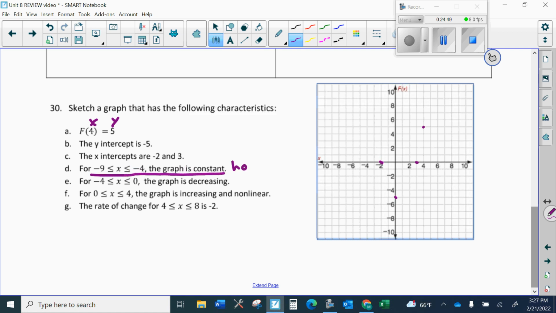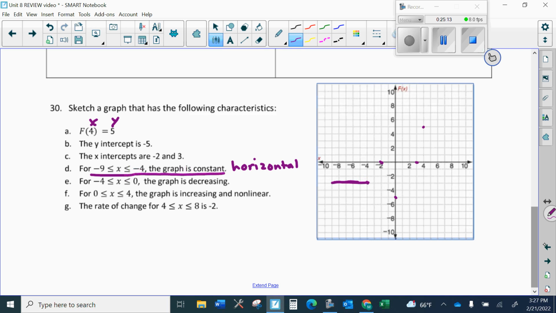From negative 9 to negative 4, the graph is constant. Remember, that means horizontal. Okay, it doesn't tell you where that horizontal has to be. It just has to be. So we could just go right here, negative 9 to negative 4. But remember, this has to be an open circle. No, it's closed because it's got an equal sign there as well. So it's closed all the way.